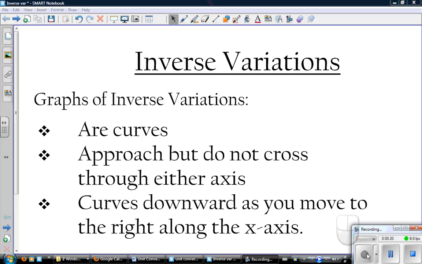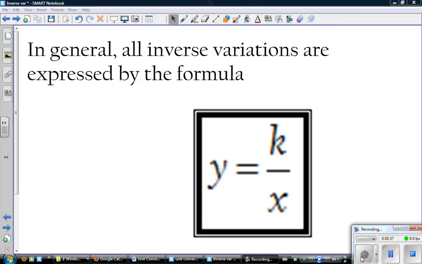So if you wanted to see a rough example of what an inverse variation graph is going to look like, your y-axis and x-axis and the curve, like that. So in general, all inverse variations are expressed by the formula y is equal to k over x.